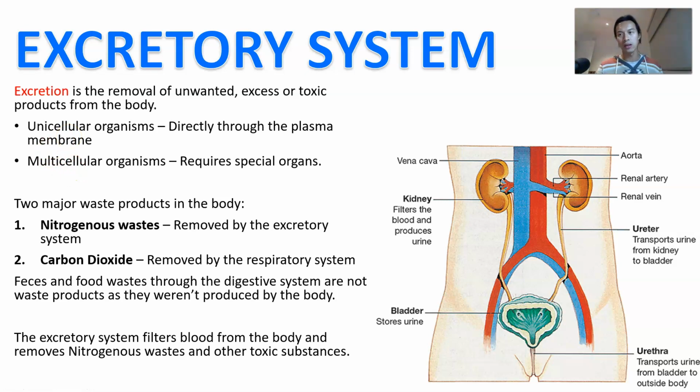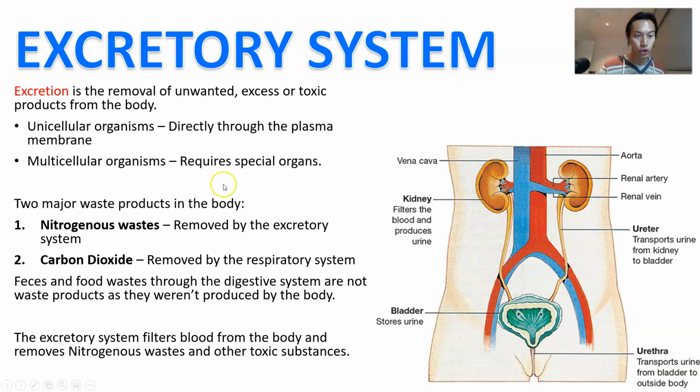Okay, so in unicellular organisms, excretion just happens through the plasma membrane. You've got one cell floating in some water, it's just going to release its contents, the waste products, right into the environment. However, in multicellular organisms, because cells are all packed together, the inner cells need to get rid of their toxic waste, and so they're going to need specialized organs that are going to allow them to do that. And that's how your body has an excretory system or a urinary system.